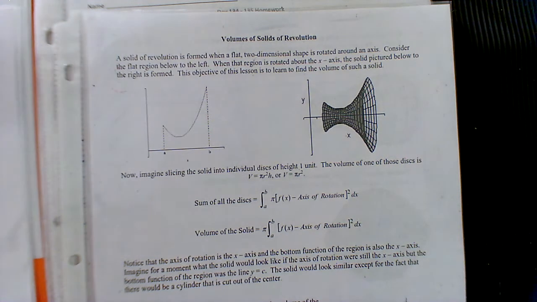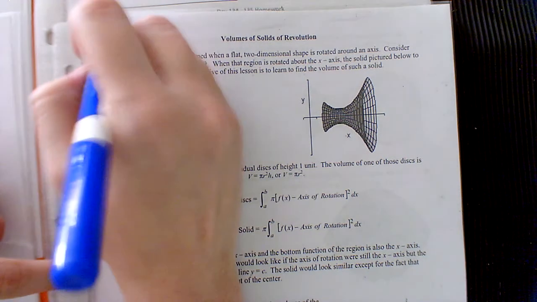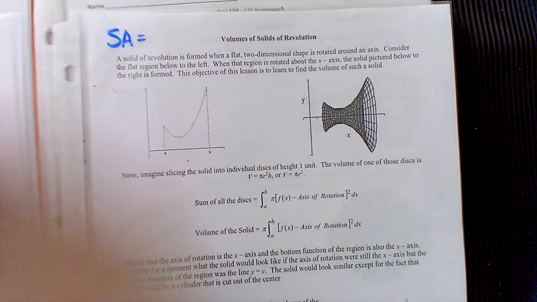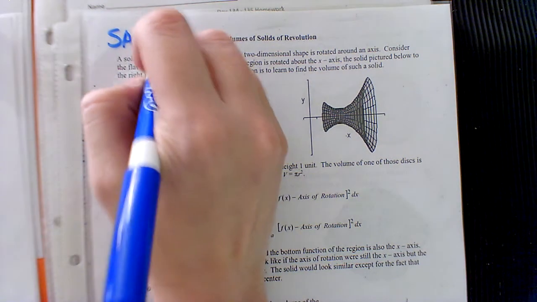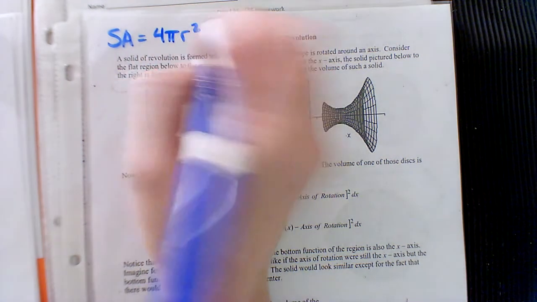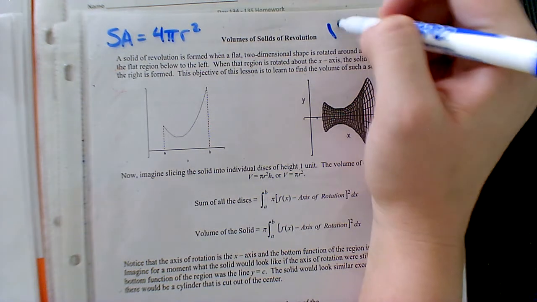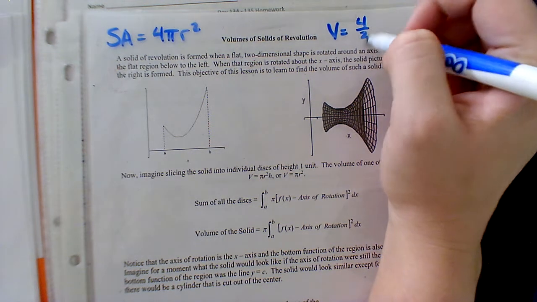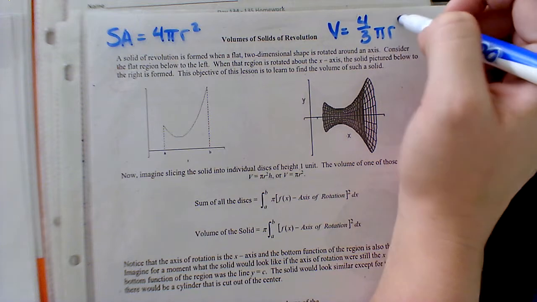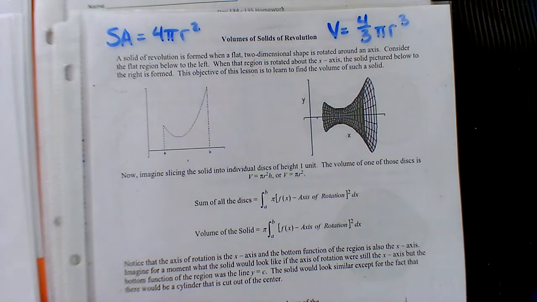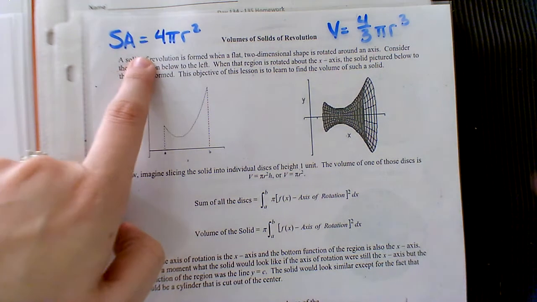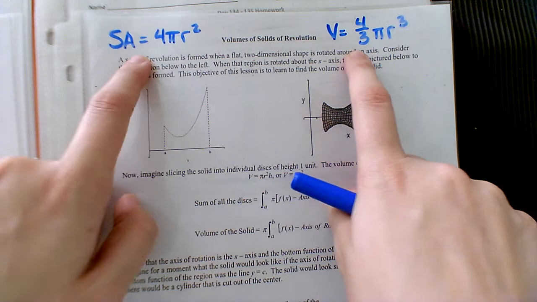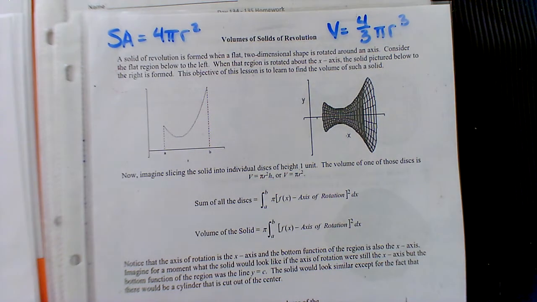I'm going to write down two equations at the top. The first one is the surface area of a sphere. That equation is 4 pi r squared. And the second one I'm going to write down is the volume of a sphere. That's 4/3 pi r cubed. One of them is an area equation. The other one is a volume equation. These are for the geometric shape of a sphere.